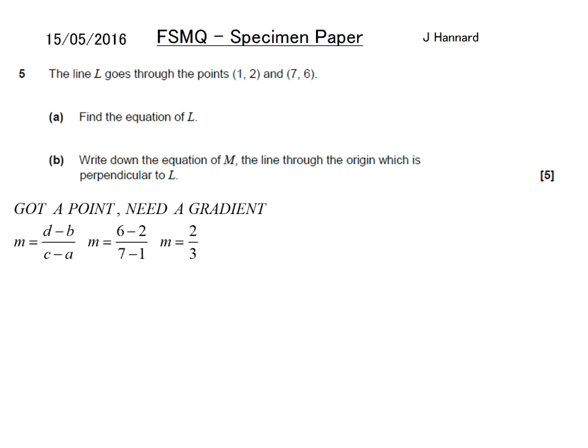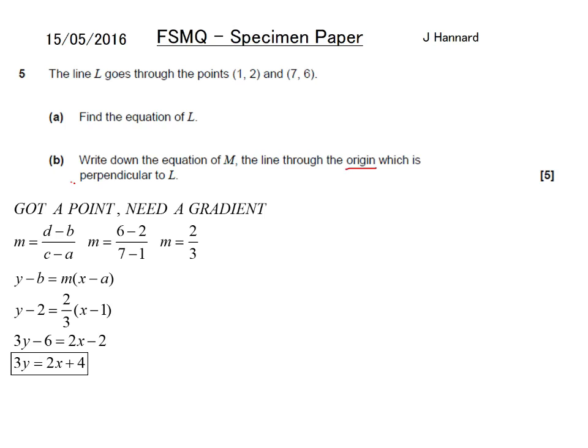so that's our gradient. And then we'll jump into y minus b equals m times x minus a. Put in your numbers. Times through by 3 because I hate fractions. Take it over the other side, you get 3y equals 2x plus 4. Write down the equation of m, the line through the origin, so that's a key word there, origin, which is perpendicular to L.